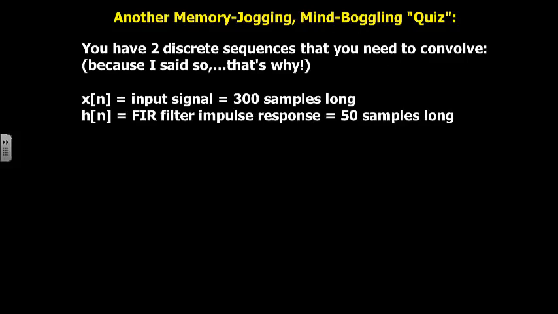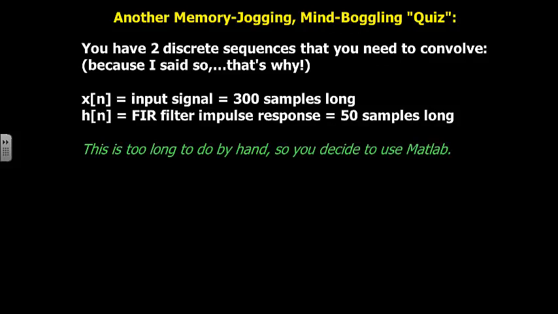So if I have two discrete time sequences, and an input signal x of n has got 300 samples, and I've got a unit sample response h of n for an FIR filter that's 50 samples long, and I want to know if I put x of n into h of n, what's going to come out? What is y of n? Do we do that by convolution? Well, if I wanted to do that using DFTs, that's a lot of samples to do by hand, so we'll look at how we can do that with MATLAB.